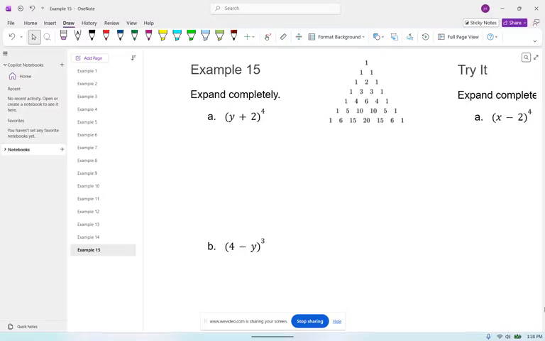All right, guys, in this video, we're going to look at example 15. And now our binomials include a number. So we're going to see how that changes things. We'll keep the procedure the same, though, up to that point. So it's y plus 2 raised to the fourth. That tells me I'm going to use the fourth row.